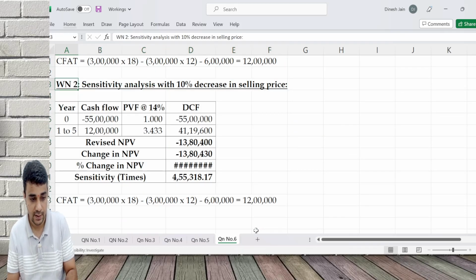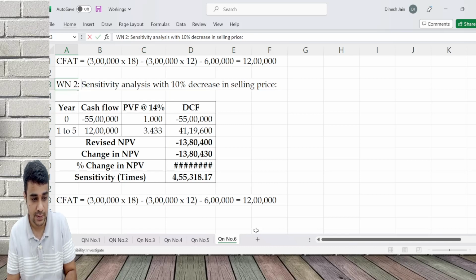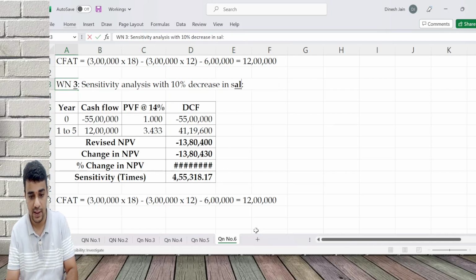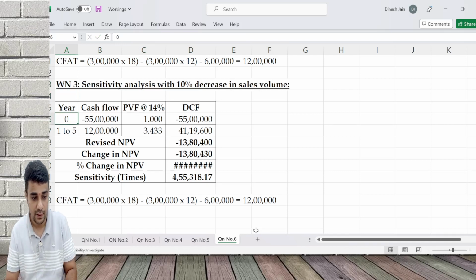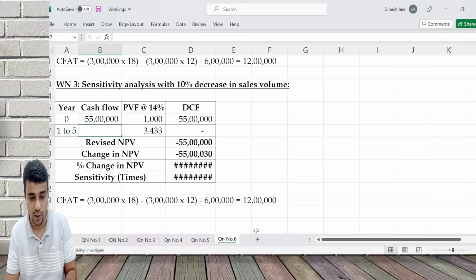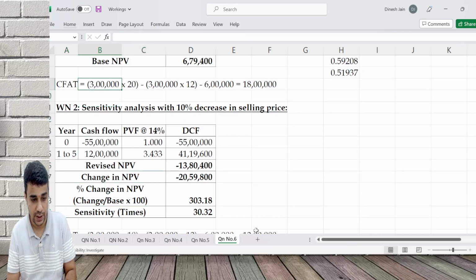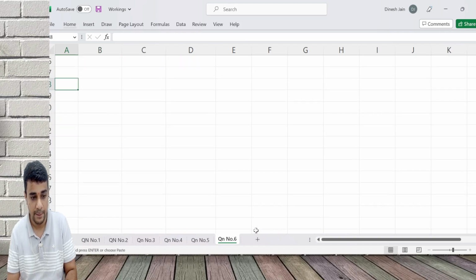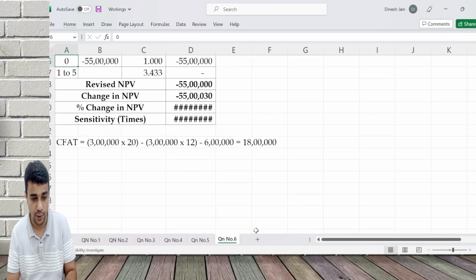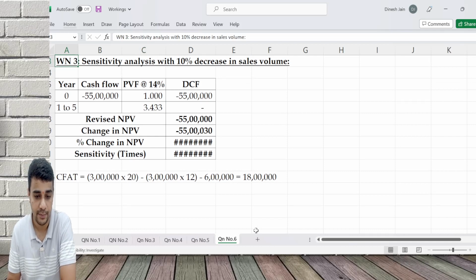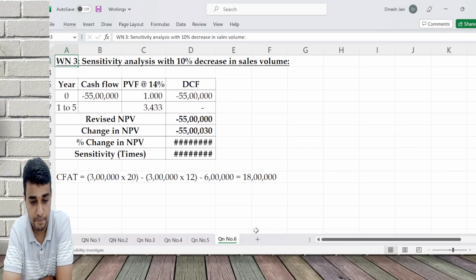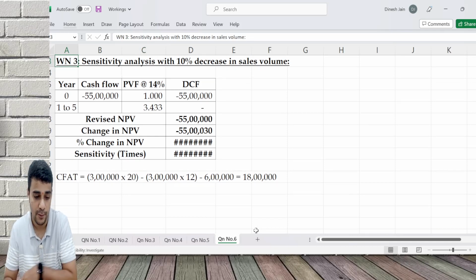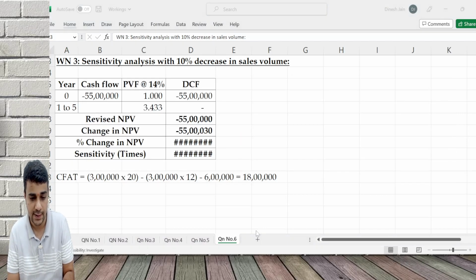Next is 10% decrease in sales volume. The CFAT number will undergo a change now. After writing the original numbers, write this: 10% decrease in sales volume. That's the next scenario we are going to analyze.